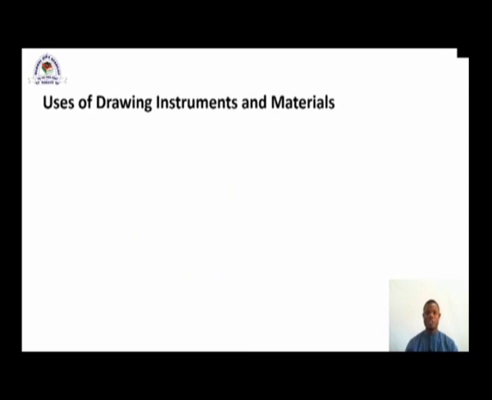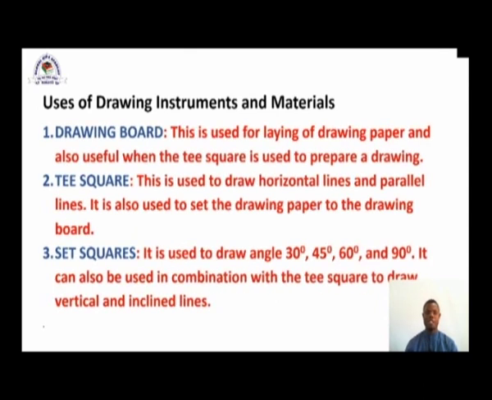Now let's look at the uses of drawing instruments and materials. The drawing board. This is used for laying drawing papers, and is also useful when the T-square is used to prepare a drawing. You also have the T-square. This is used to draw horizontal lines and parallel lines. It is also used to set the drawing paper on the drawing board.